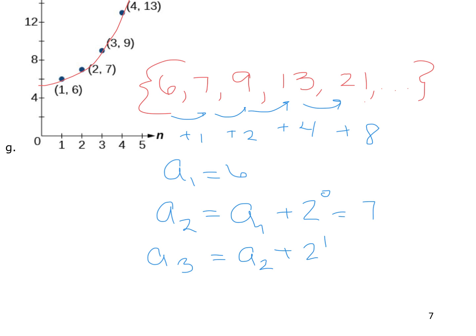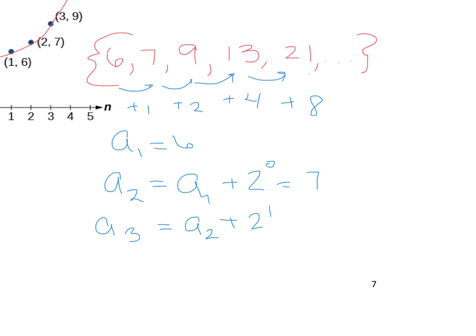So we have a recursive. It's still kind of exponential, because it's 2 raised to the power, but I need to have the previous term. So my a sub n is going to be a sub n minus 1. I need to have this as part of my recursive, and then plus 2 raised to the n minus 1. That should be minus 2.